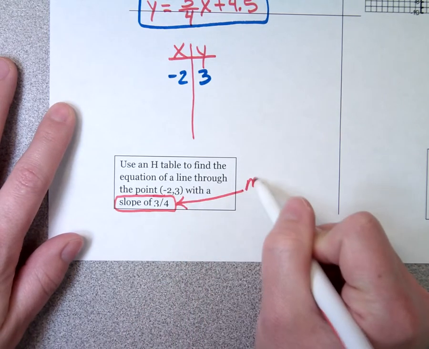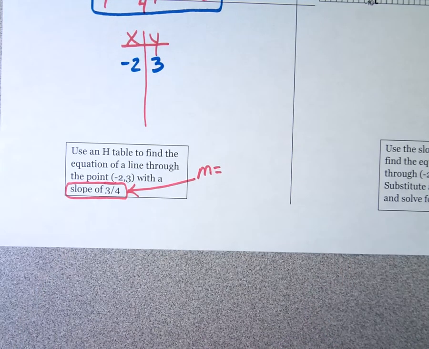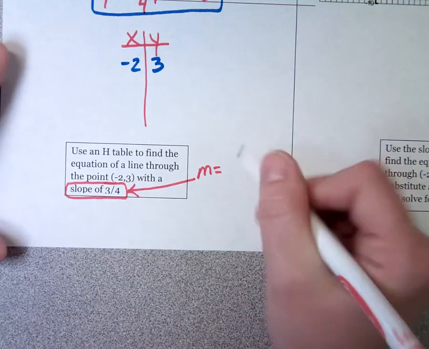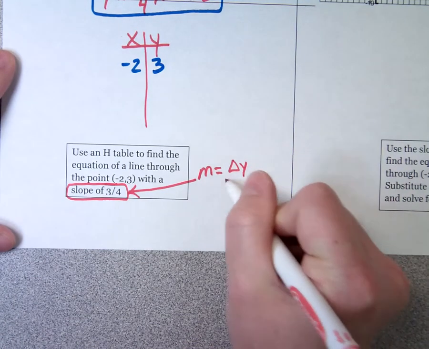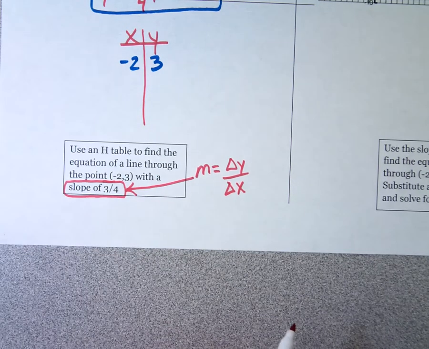So let's talk about slope for a second. Is slope, gentlemen, in the back, change in y over change in x, or change in x over change in y? Change in x over change in y. No, change in y over change in x. Because the y is dependent. So change in y over change in x.